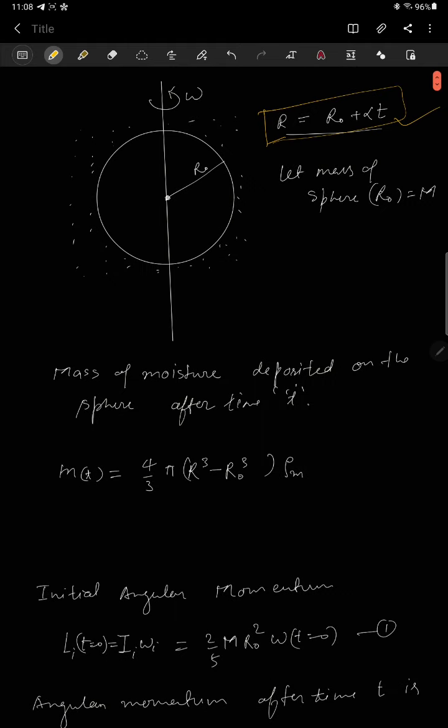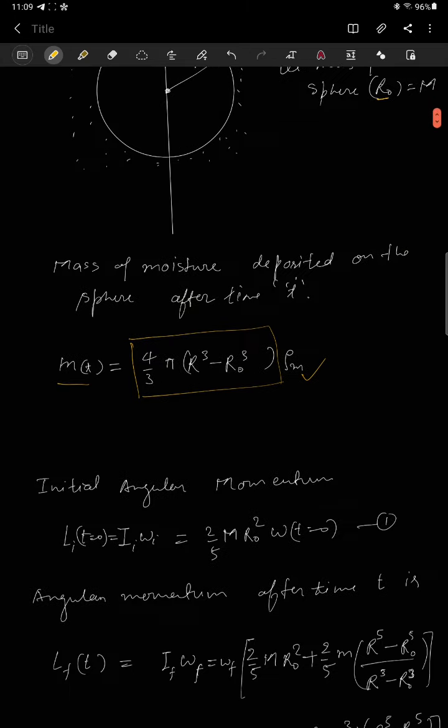Let's first calculate the mass of the moisture which is deposited on the sphere after time t. When the moisture deposits, it will make a spherical shell that has an inner radius of r0 and an outer radius r. This will be the volume of that spherical shell, and ρm is the moisture's mass density. So this is the mass of the spherical shell of moisture deposited on the sphere after time t.